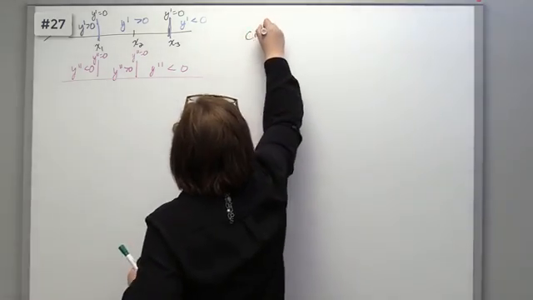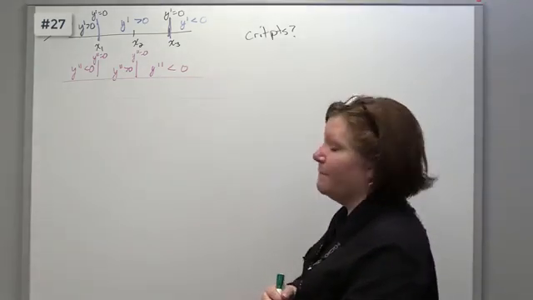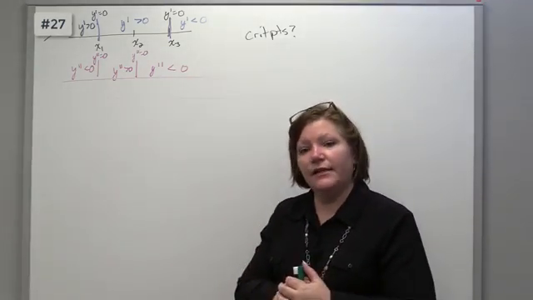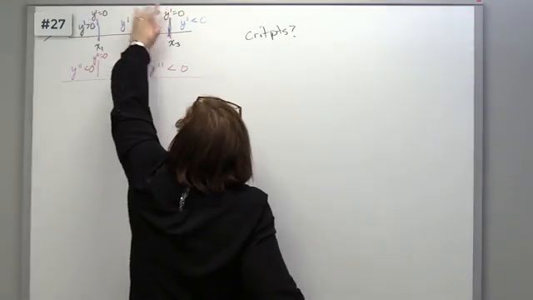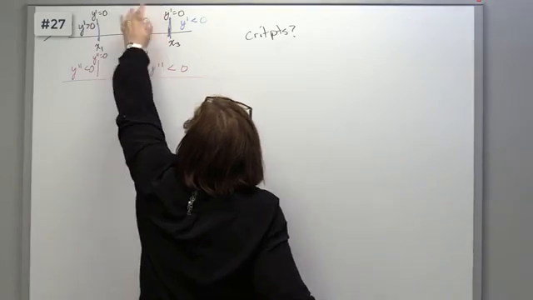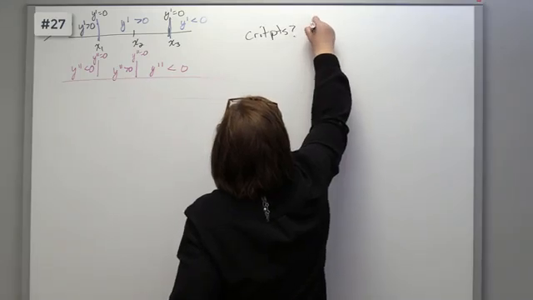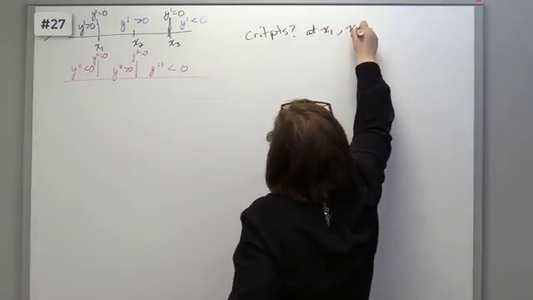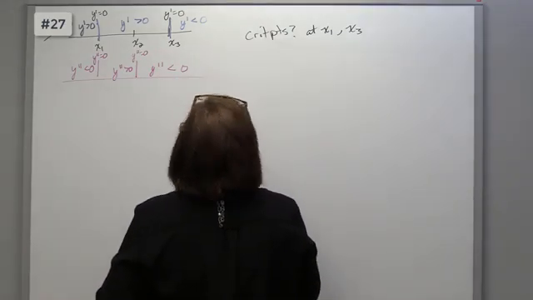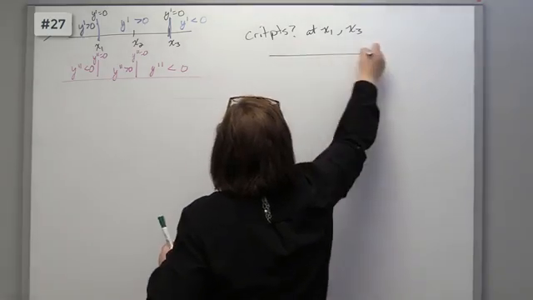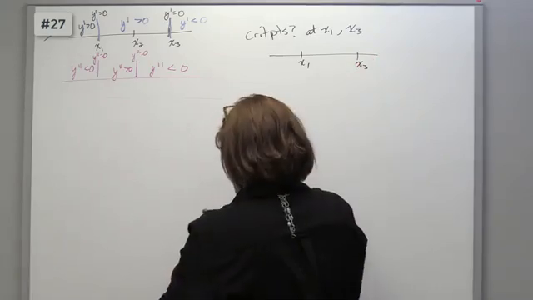And so for the critical points, because they're saying the function is always defined and continuous, it looks like the only critical points are when y prime equals 0. So this would be at x1 and x3. And then from there, I might even redraw, because this is so messy, the number line to help organize my work.